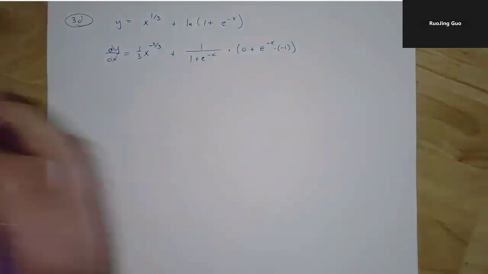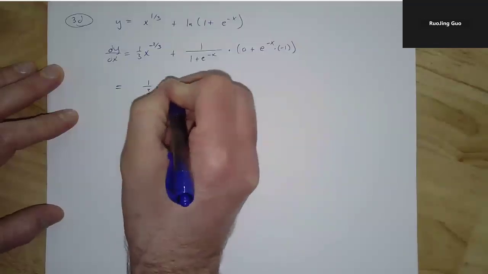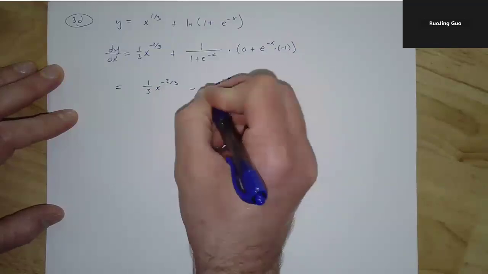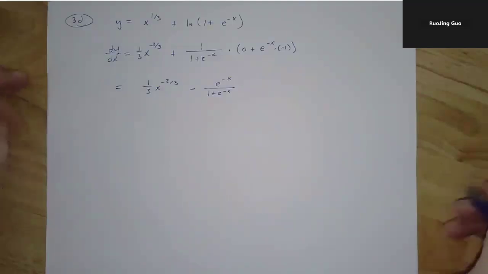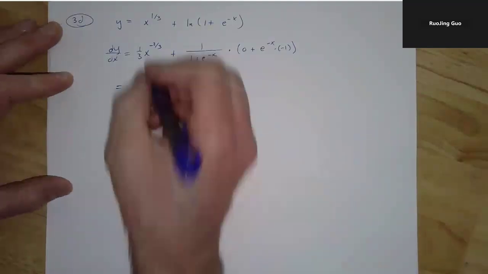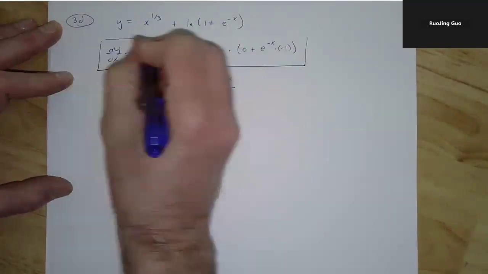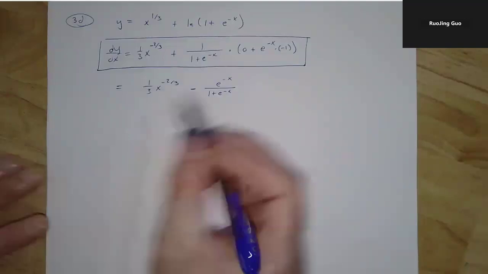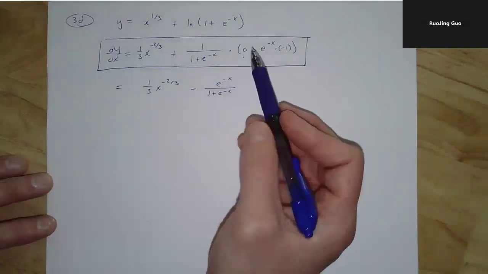You could probably convince me to simplify this and write it as 1/3 x to the negative 2/3 minus e to the negative x divided by 1 plus e to the negative x. But again, I don't really think that's super necessary. I'd probably leave it like this, unless I was compelled to do more. I probably wouldn't have written the 0 here, to be honest. We know the derivative of 1 is 0. You don't usually write that, but it's fine.